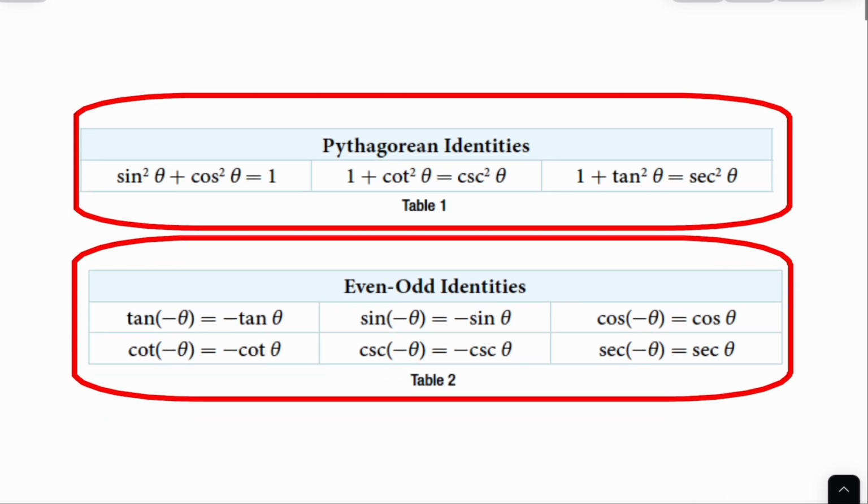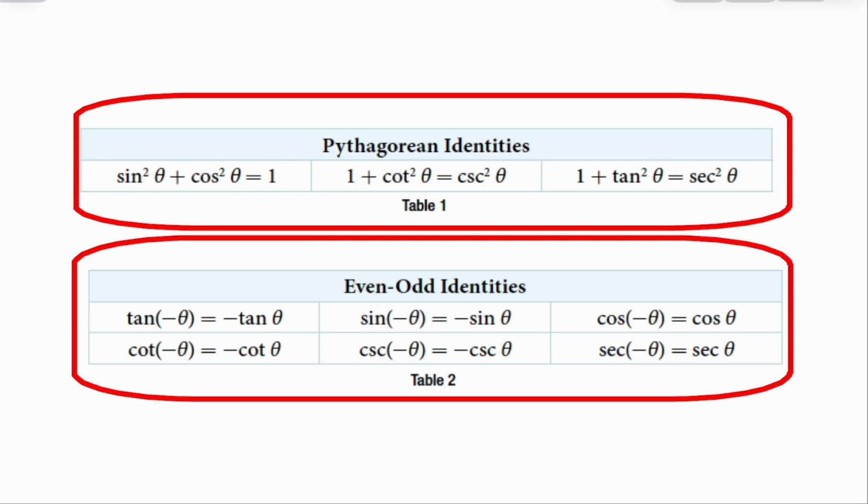There are some facts that you have to know by heart. And the first one is going to be a direct result of the way that our unit circle works. The x squared plus the y squared equals 1. If we draw a triangle, it's always going to build that same relationship. So sine squared plus cosine squared is equal to 1.